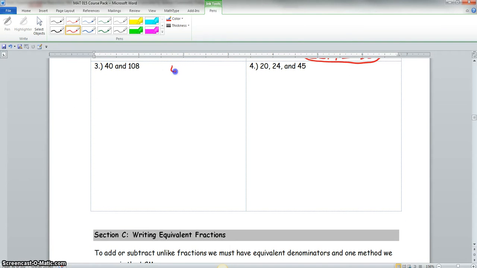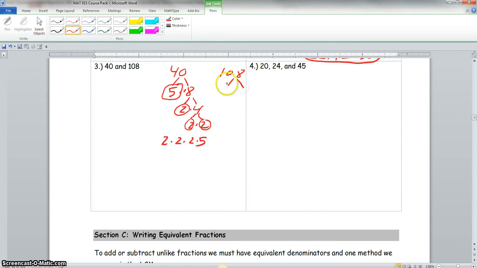Now we come here to 40 and 108. So let's take the prime factorization of 40 and the prime factorization of 108. So with 40, we know 5 times 8 is 40. 5 is prime, 8 is not. We break 8 down to 2 times 4. 2 is prime, 4 is not. We break 4 down to 2 times 2. So our prime factorization of 40 is 2 times 2 times 2 times 5.